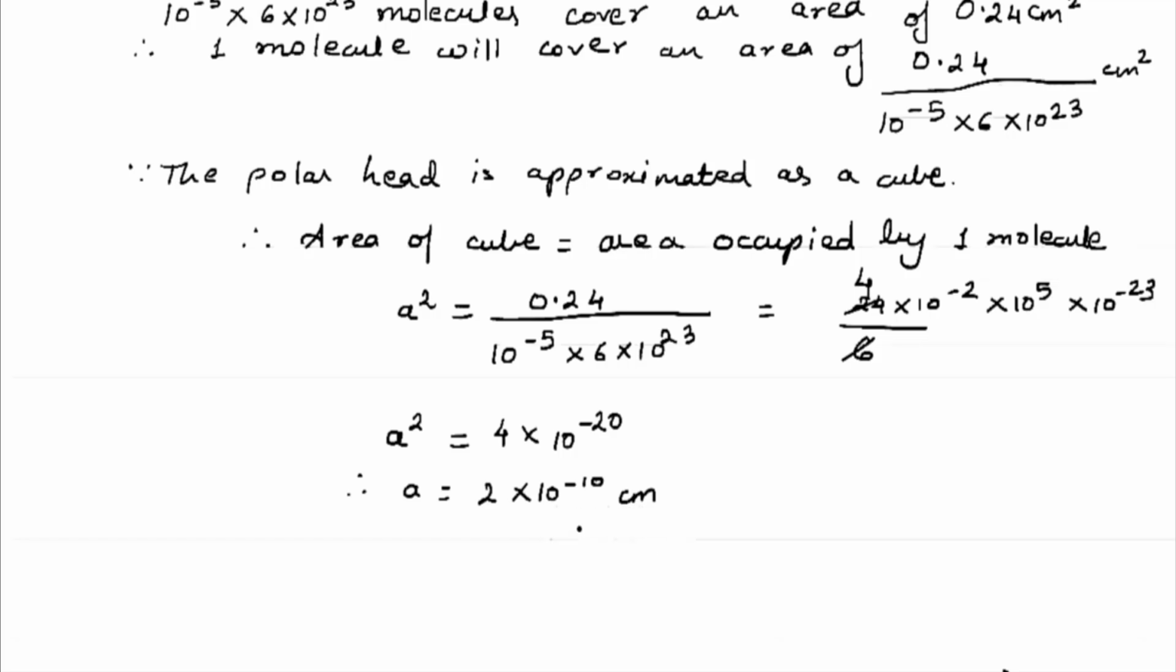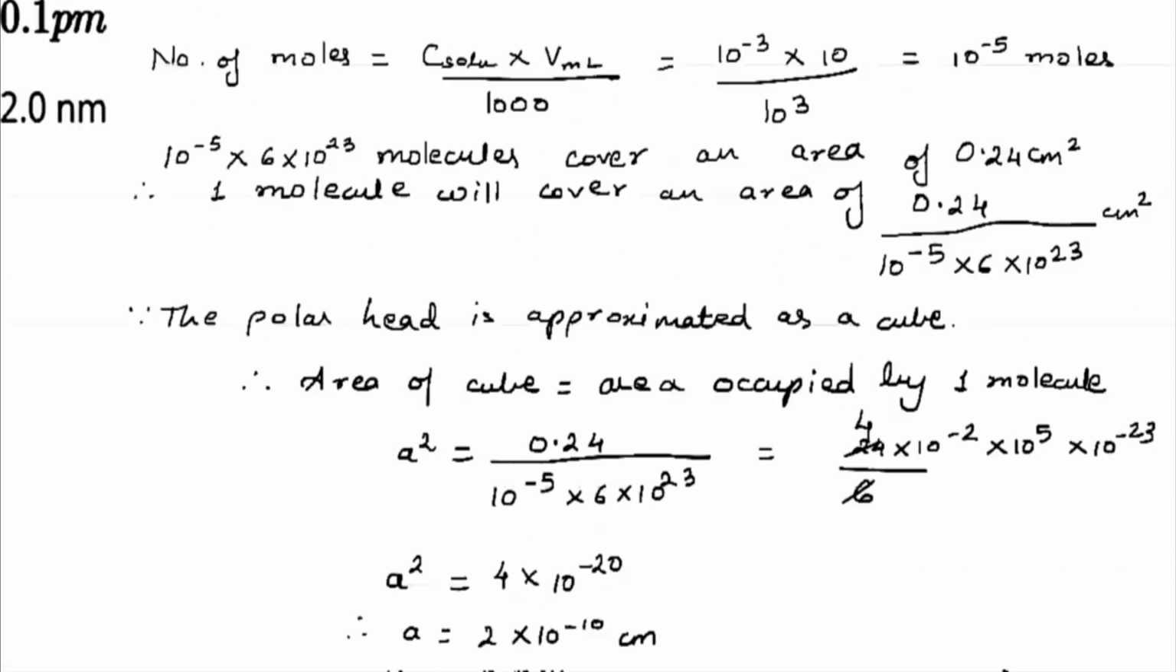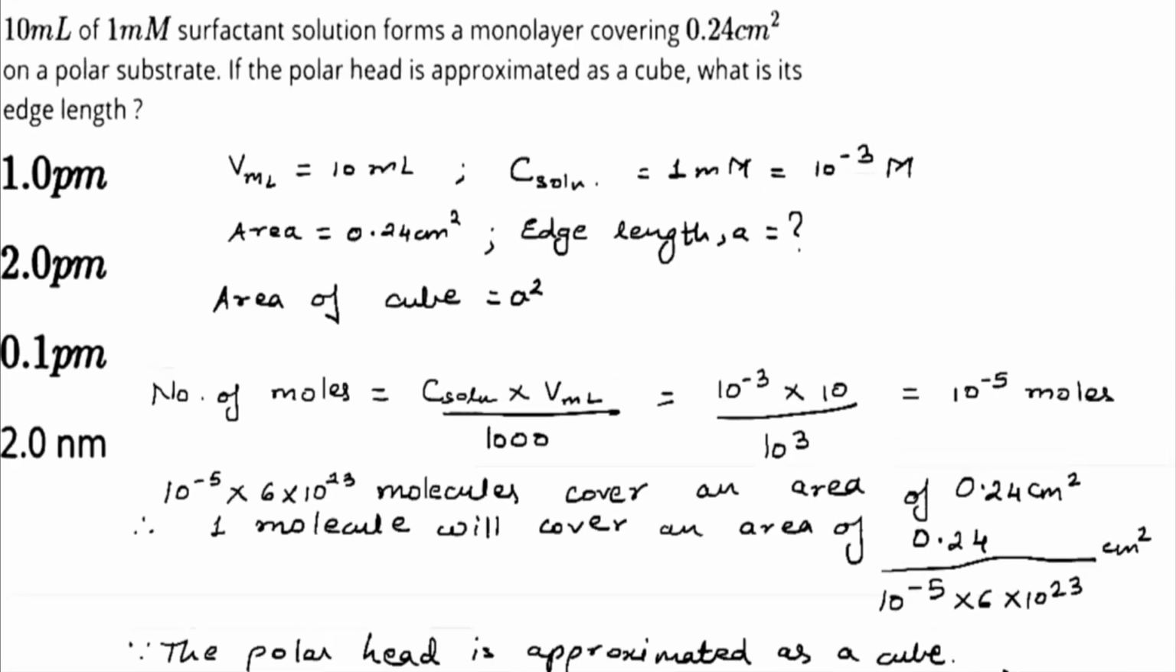Now, we know well that 10 raised to minus 10 centimeter, so we can directly convert it to picometers in this case. So that's going to be 2 picometer. So the A, that is the edge length, is 2 picometer. And hence option number 2 is the correct answer in that case.